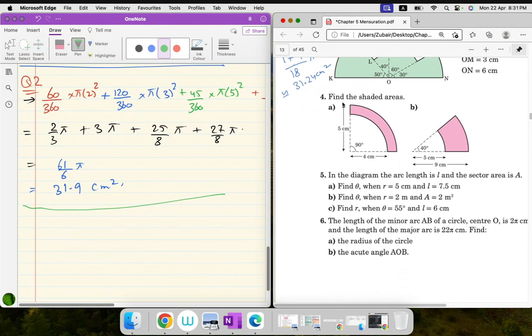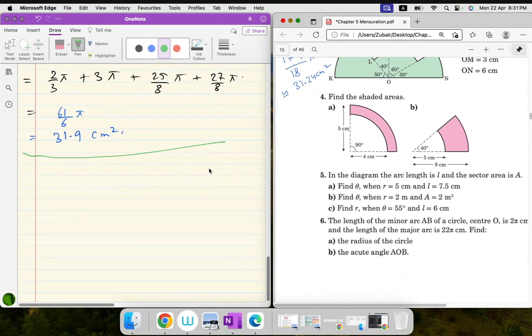Question number 2 says find the shaded areas. We'll subtract the major arc with the minor arc, I think so. Very good. So when we are talking about areas, these shapes are quadrants. So we will subtract the larger quadrant and the smaller quadrant.